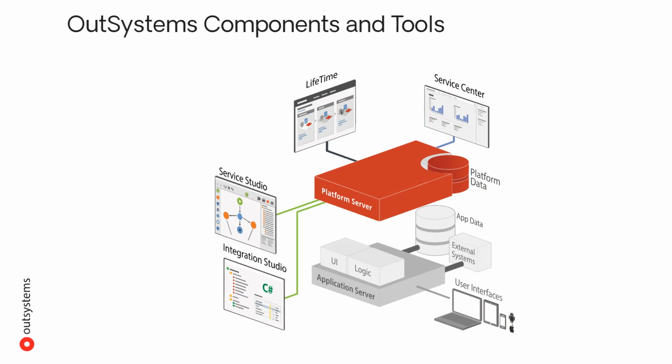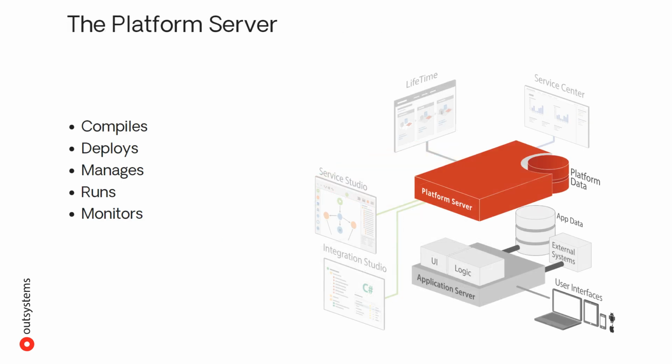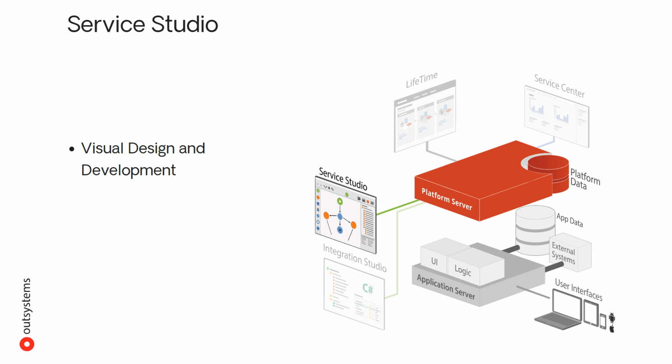A number of OutSystems components and tools are provided with the OutSystems platform. The first is the OutSystems server, which we call the platform server. This is a set of servers that compile, deploy, manage, run, and monitor the applications inside your infrastructure. You can connect to the platform server from Service Studio, which is the OutSystems development environment for web and mobile apps.